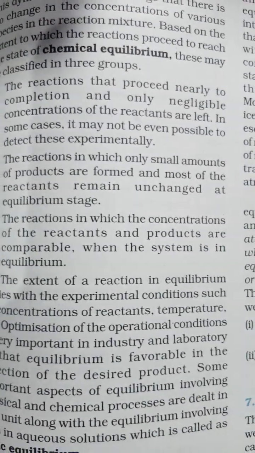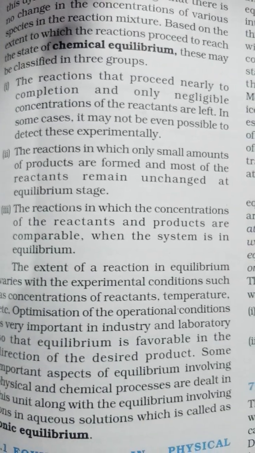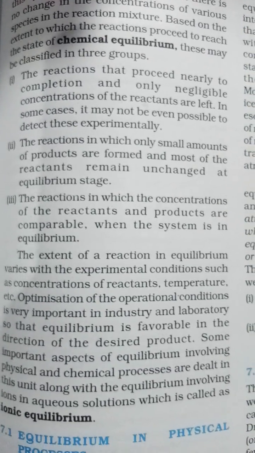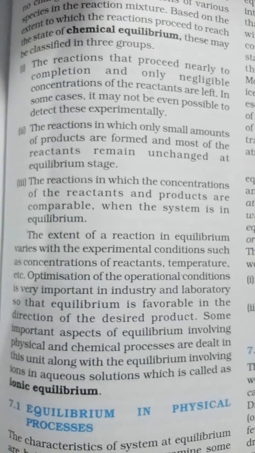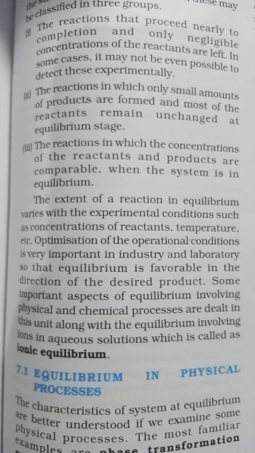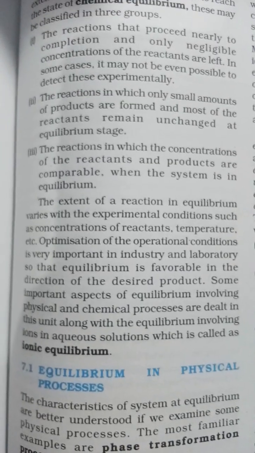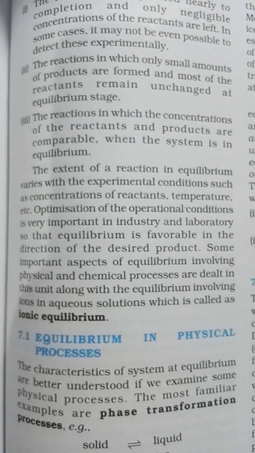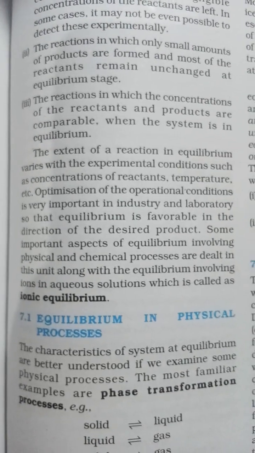and only negligible concentrations of the reactants are left. In some cases, it may not even be possible to detect the reactants experimentally. Second, the reactions in which only small amounts of products are formed, and most of the reactants remain unchanged at the equilibrium state. Third, the reactions in which concentrations of the reactants and products are comparable when the system is in equilibrium. The extent of reaction at equilibrium varies with the experimental conditions such as the concentration of reactants, temperature, etc.